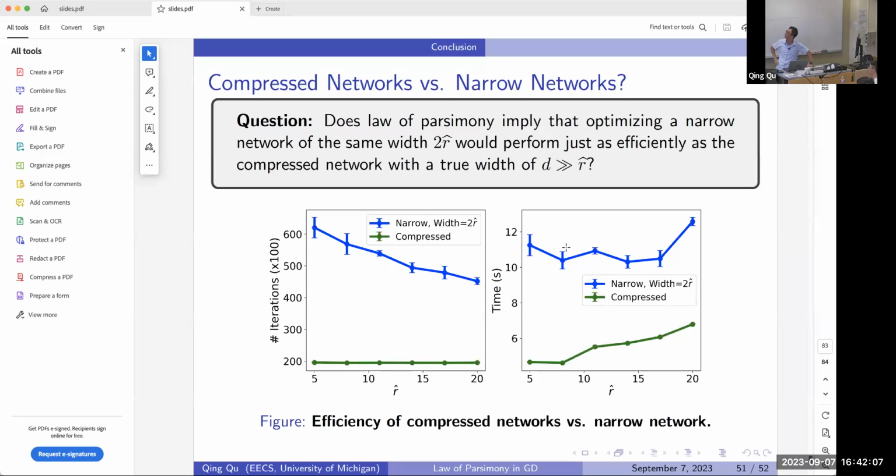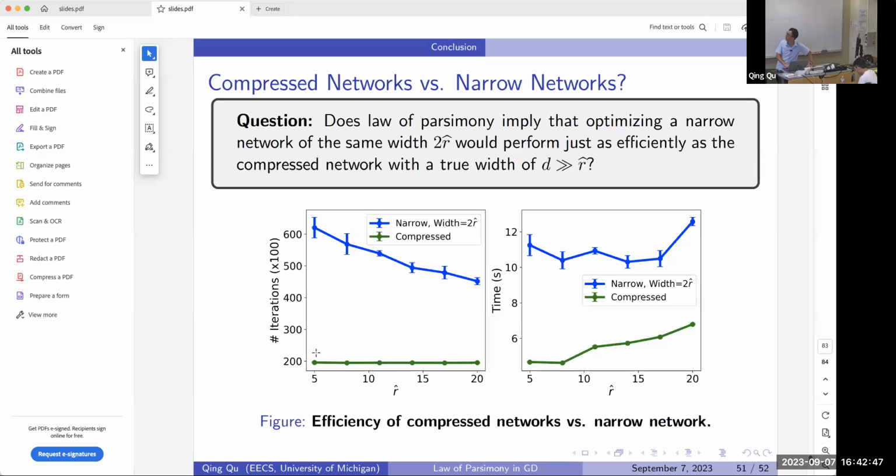You may wonder, why not just use the estimated intrinsic rank r-hat, and do a two-layer r-hat by r-hat matrix factorization and compare it with this compressed network? Actually, the compressed network works more efficiently than the narrow network. Here is an illustration: the x-axis is the over-parameterization or estimation of the rank r-hat, and the y-axis is the number of iterations.